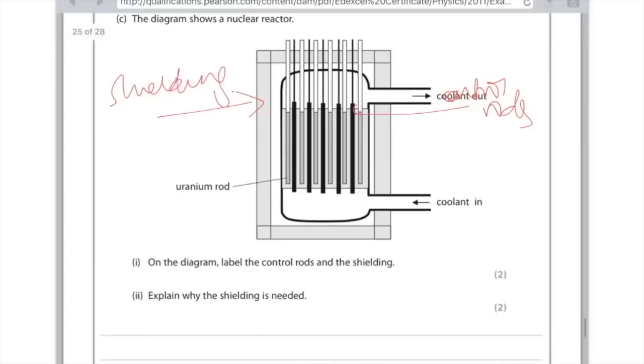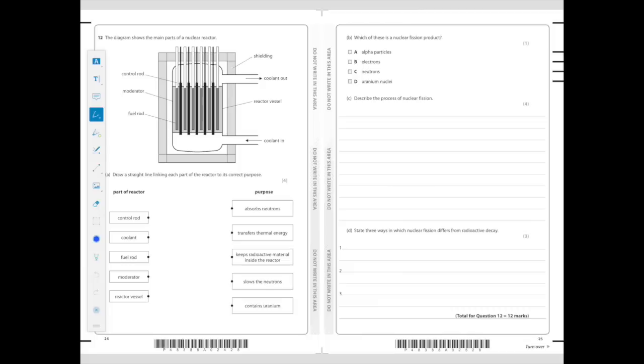Explain why shielding is needed. You need to talk about the fact here that the reactor material or the waste is radioactive, and then for the second mark, that can lead to cancer, which is very dangerous. So that's why you obviously need to shield it and keep it away from people. And the reason why you do need shielding is because remember that radiation is very penetrating. It will pass through a huge amount of air, so you do need that concrete box around it to prevent it getting out.